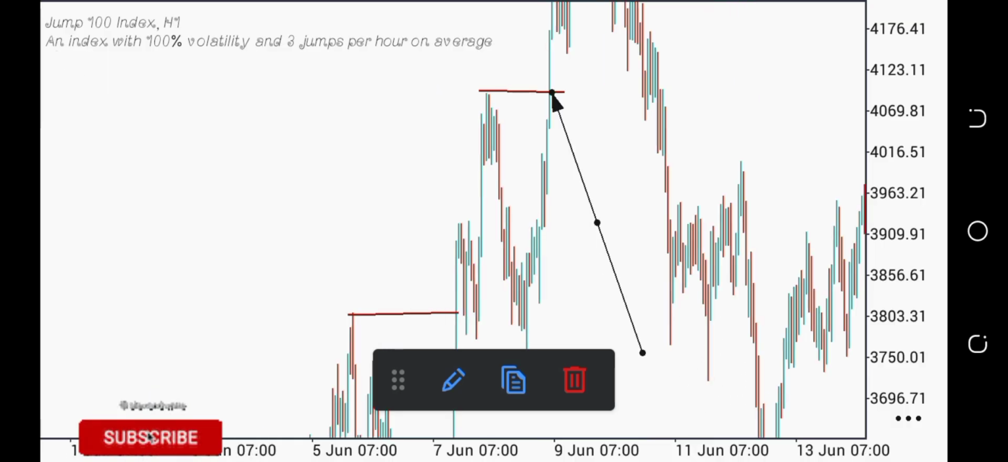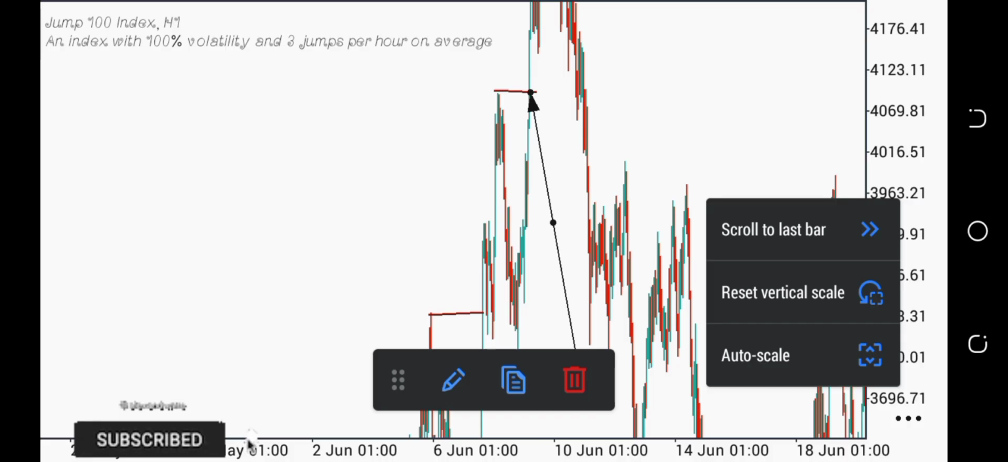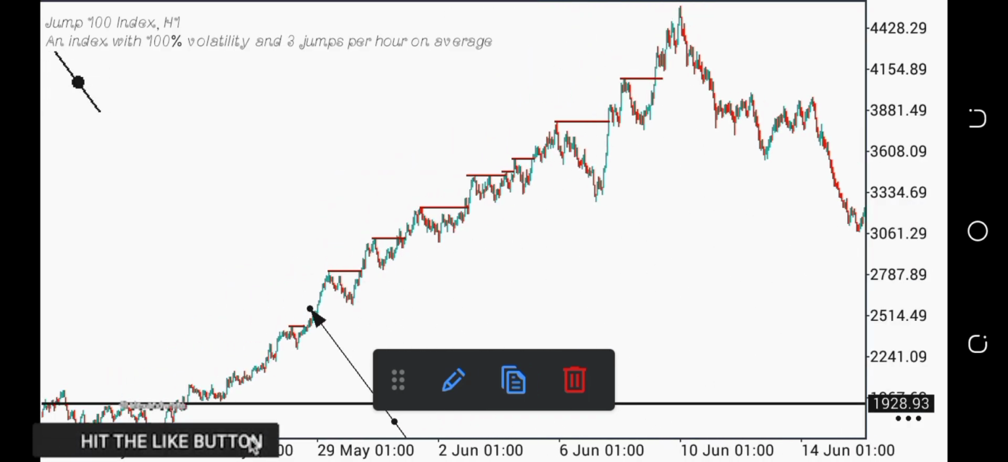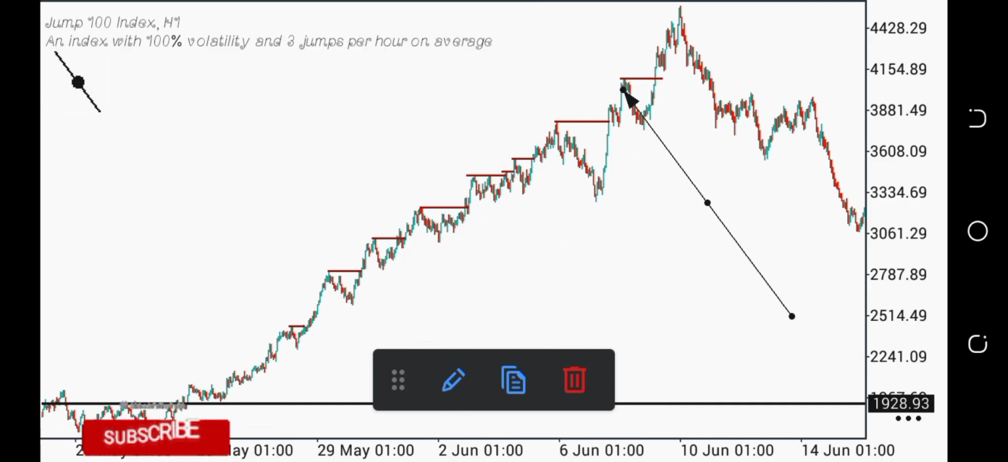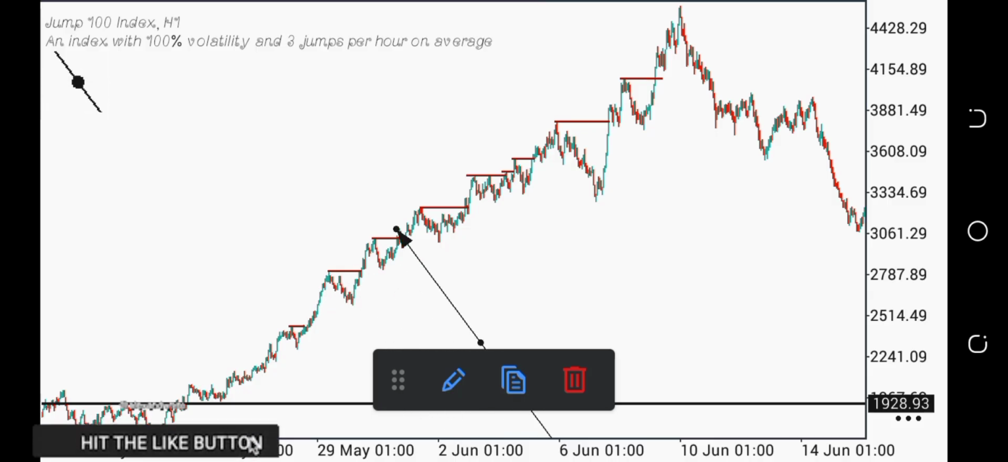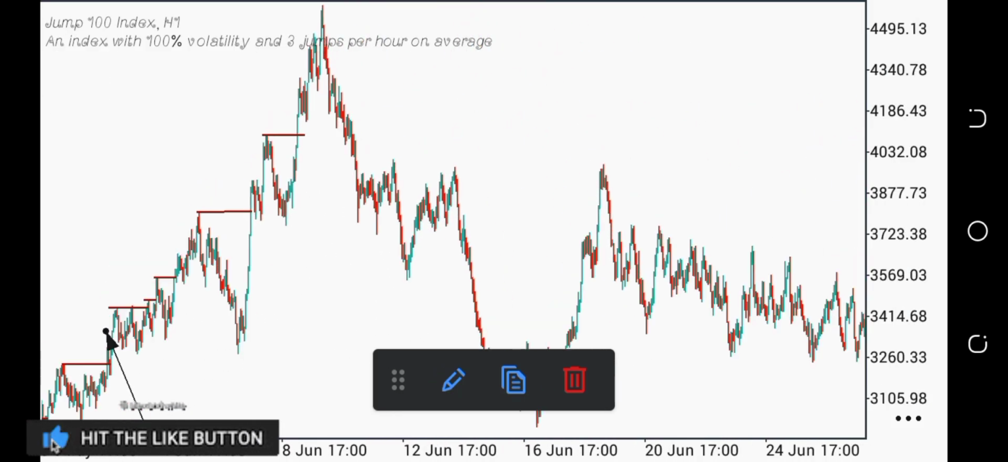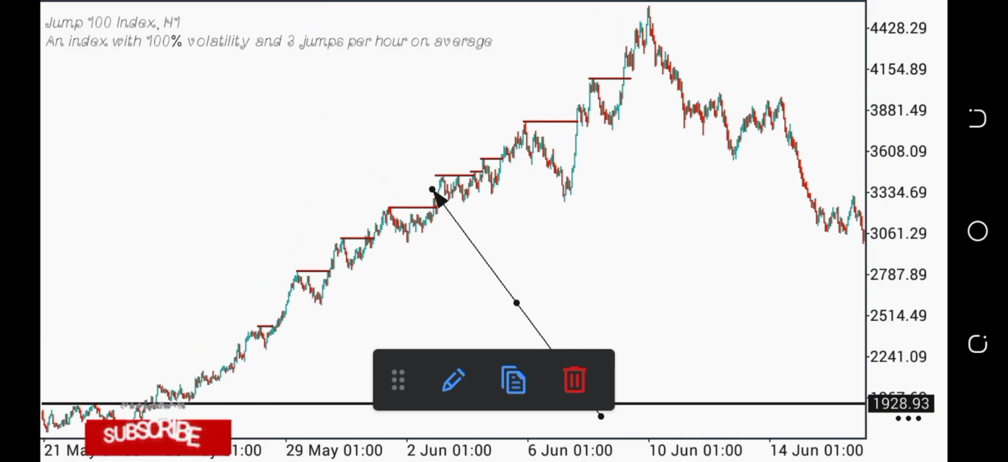So this is how a break of structure works. It's very, very easy. Just look at this uptrend movement. You see? Once price is trending, price will keep giving us breaks of structure. It's a must. So that's how a break of structure works.